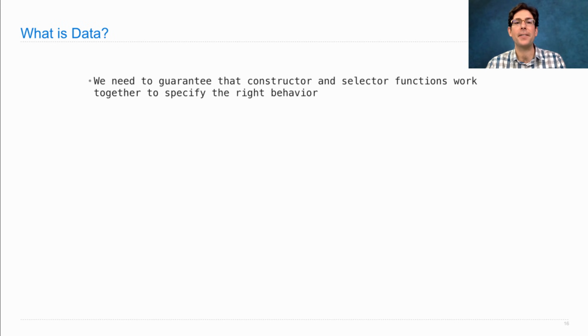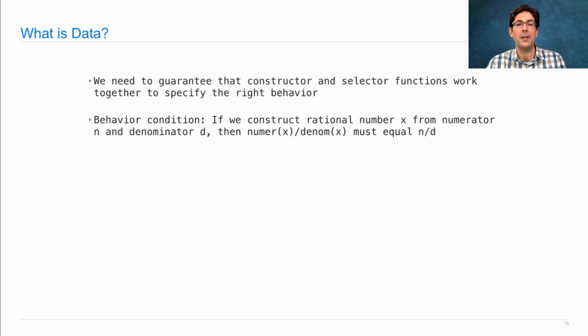Well, we need to guarantee that the constructor and selector functions work together to specify the right behavior. You don't have a representation of a rational number unless it behaves like a rational number. A behavior condition would read something like, if we construct rational number x from numerator n and denominator d, then it should be the case that numer x divided by denom x equals n divided by d. Here we relate the constructor, called on n and d, to the selectors and an operation between them.